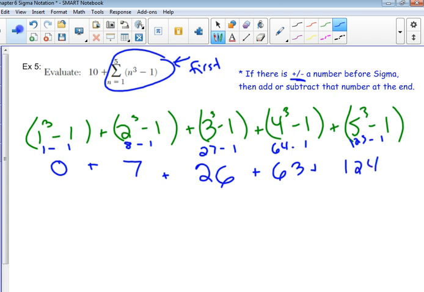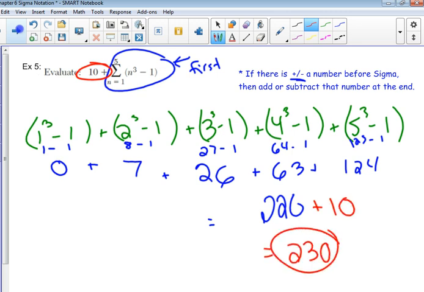Okay. Jeff, I know you were flying through this. What did you get when you added all those up? 220. Yeah, you're right. And then once you add the 10 at the end, then you got 230. How was it for you guys?